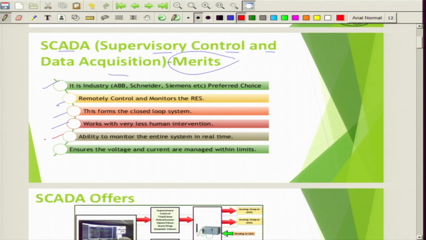So SCADA helps us to minimize the error in that regard, and it also helps to monitor the entire system in real time, ensuring the voltage and currents are within the limits. So if the voltage, currents and the frequency are within the limits, the system is working in stable operation. That's what we always aspire for.